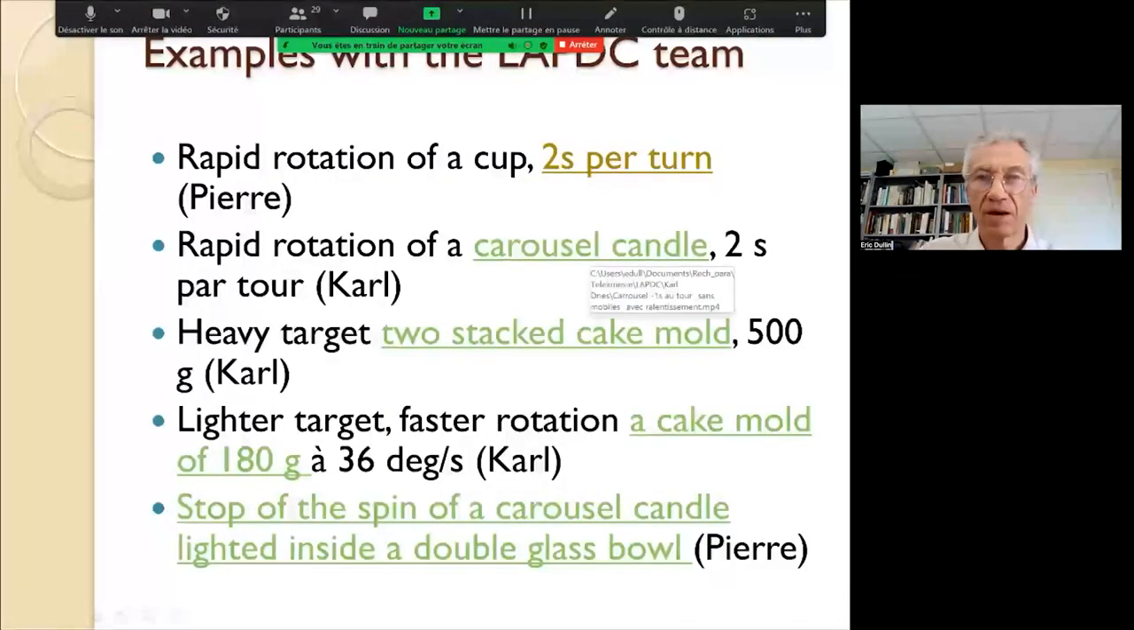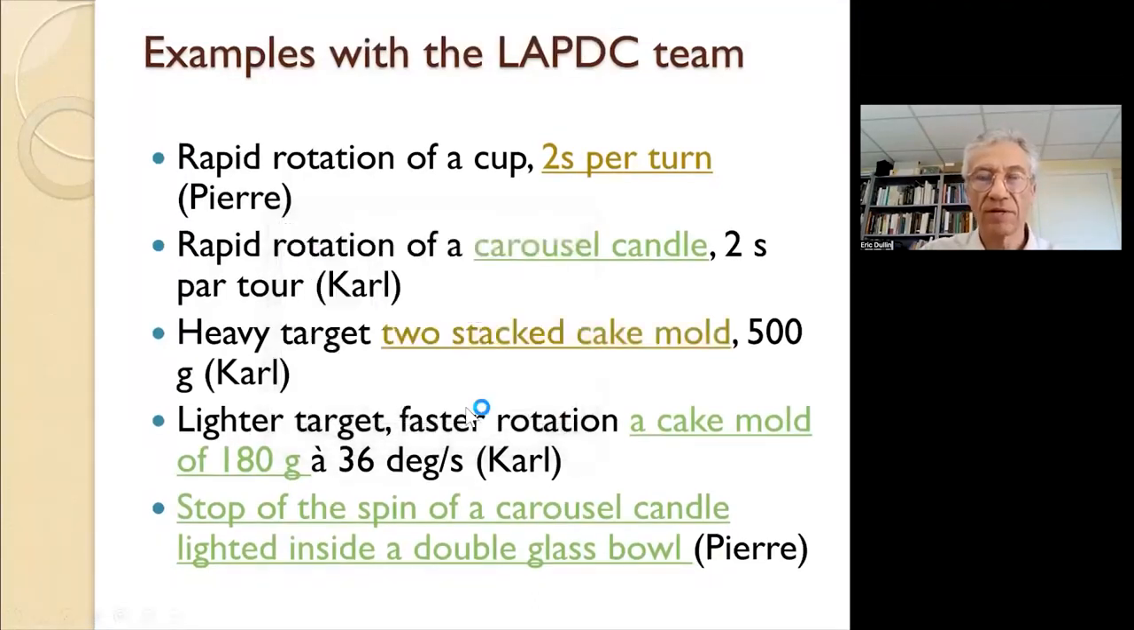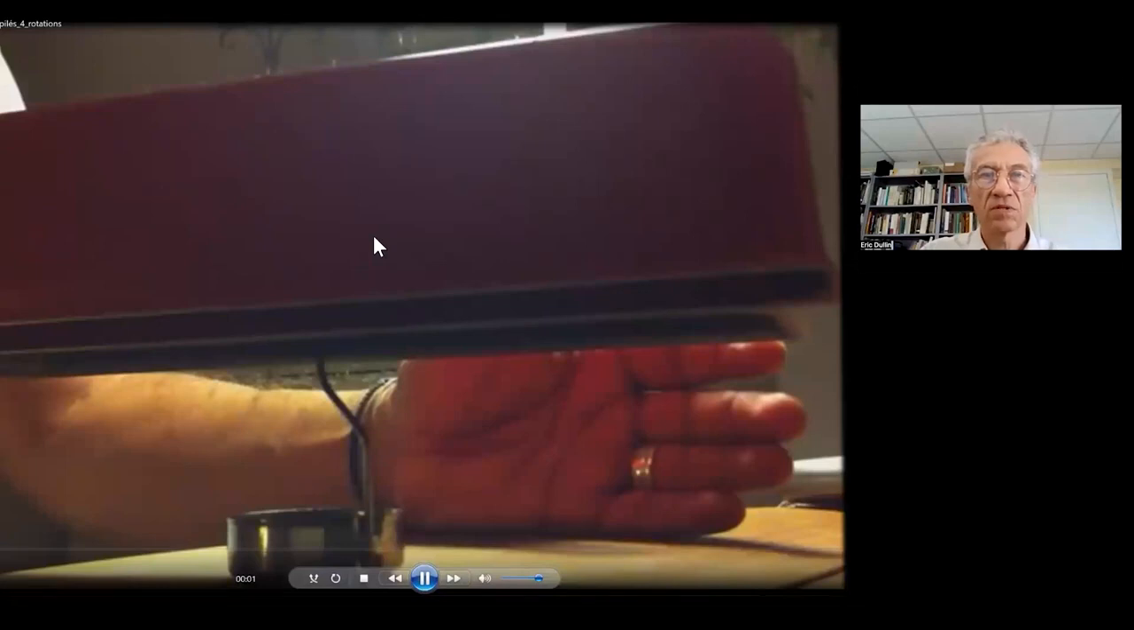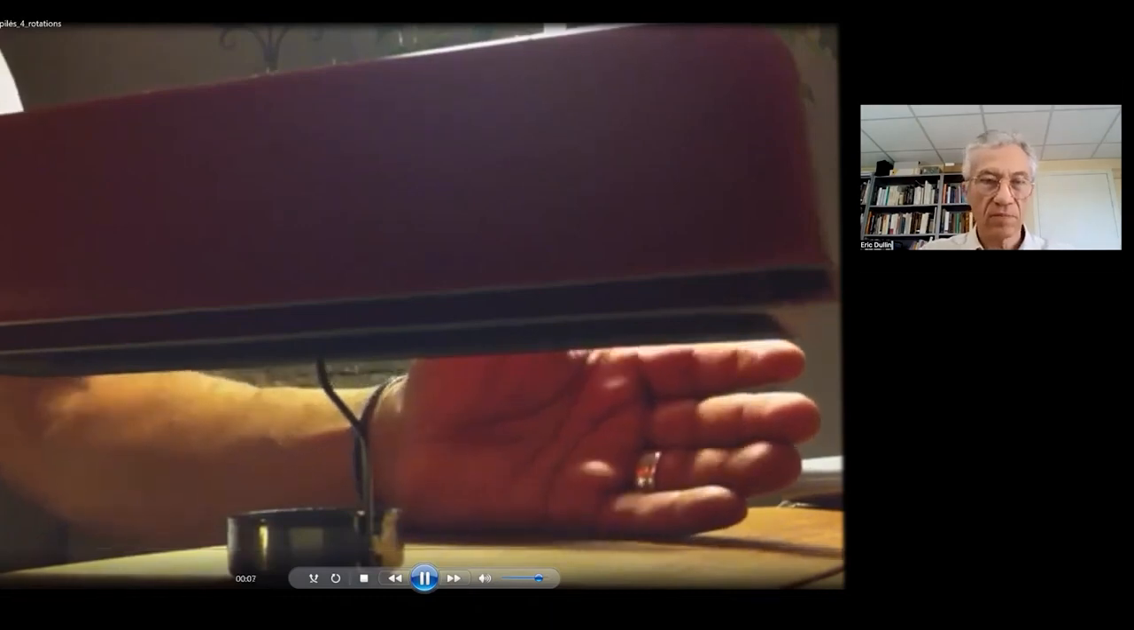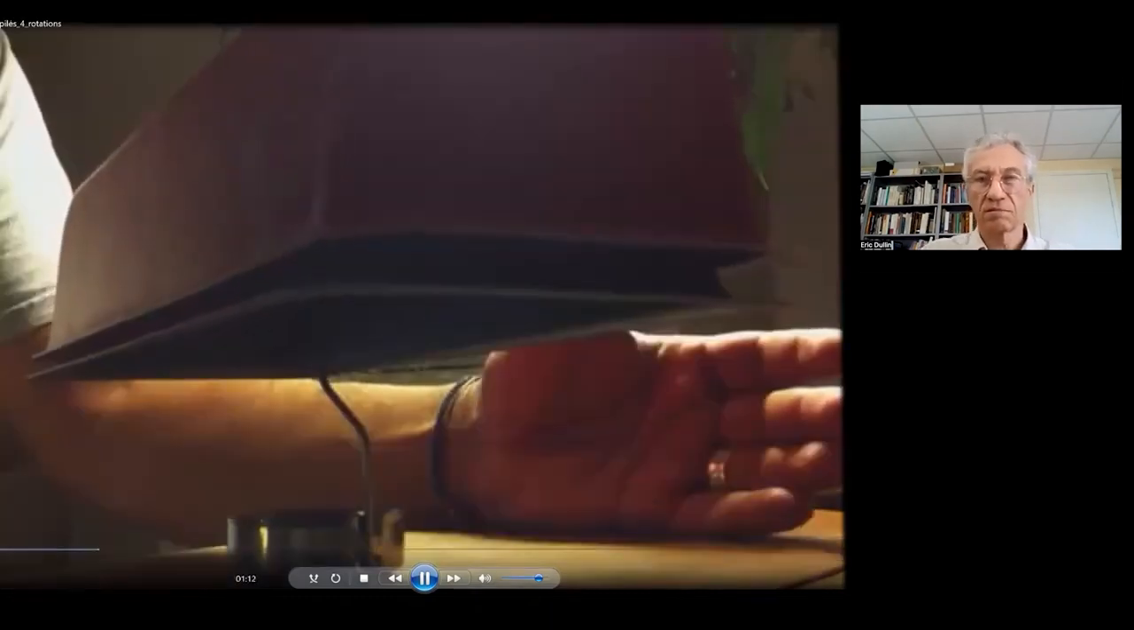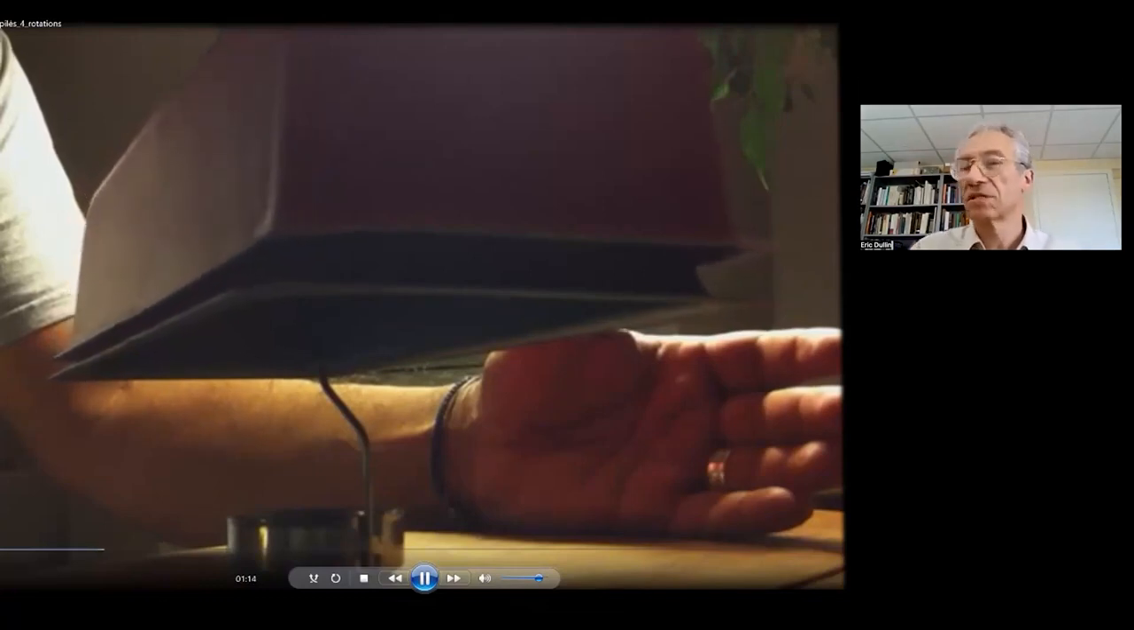Okay, maybe I don't have time for this, so I will go directly to this one. This is two cake molds stacked together. The start, with the inertia, is really slow.